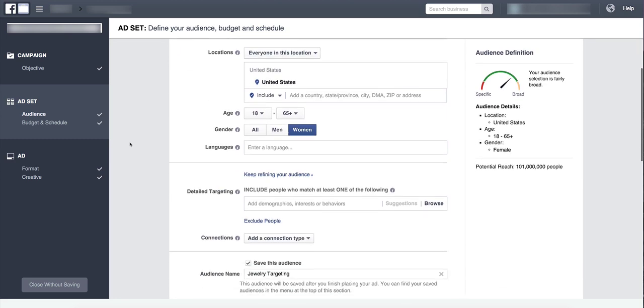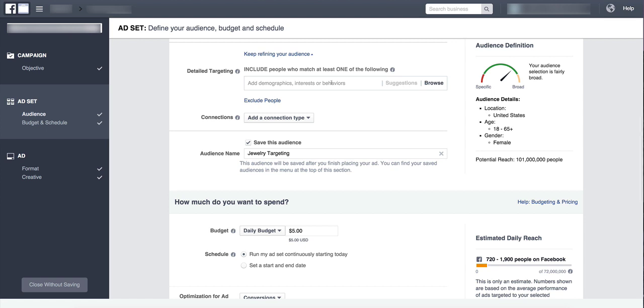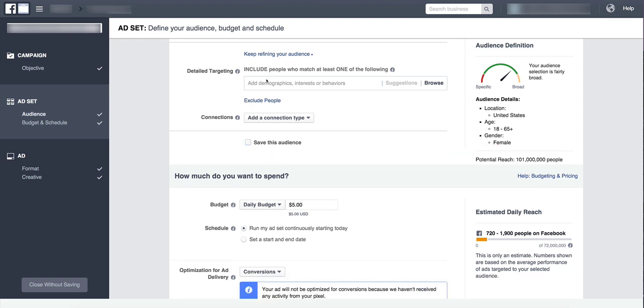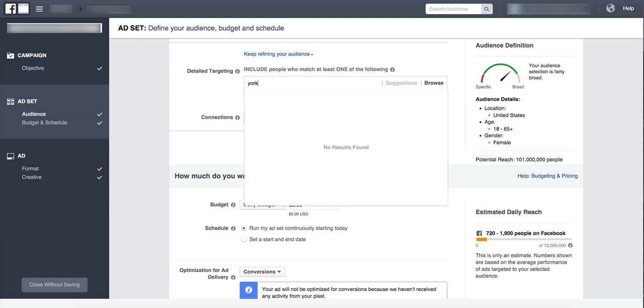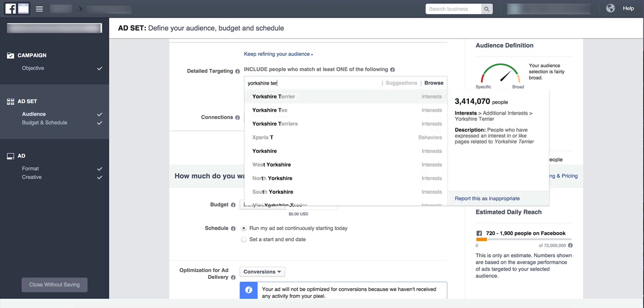If I scroll down to where it says detailed targeting, this is where we can start putting in our keywords. To give you an example of what we just went over, we've got Yorkshire Terrier. I'm going to type that in, and of course, I should probably spell it right. Yorkshire Terrier. That keyword is a broad keyword that hits 3.4 million people. Very, very broad keyword.